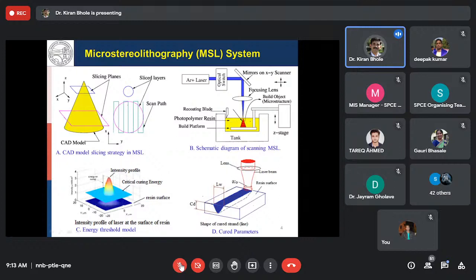So there is a photopolymer, and wherever the light falls, this liquid photopolymer turns into a solid, because of the cross-linking or the photopolymerization that happens. The light is absorbed into the photopolymer, the cross-linking happens, and thus this liquid turns into solid.